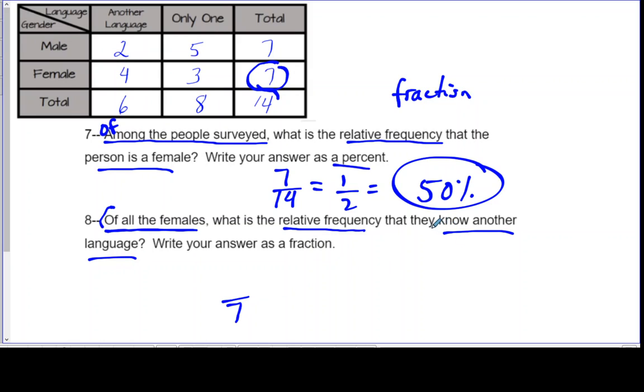Of those 7 females, how many know another language? Go across. Of these 7 females, the number who know another language is 4. Write your answer as a fraction. There's your answer.